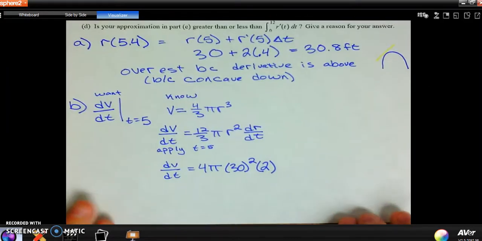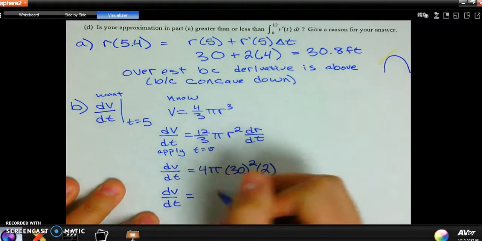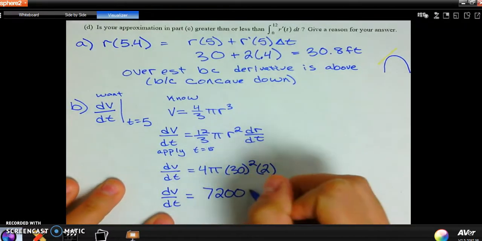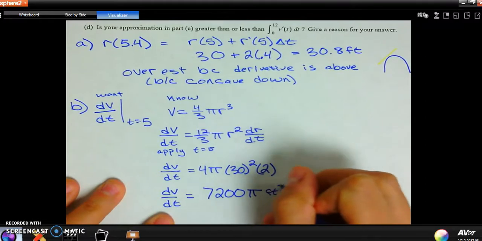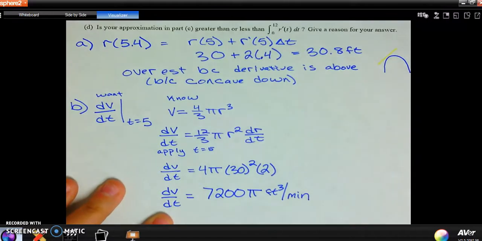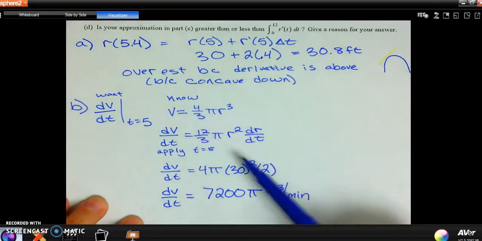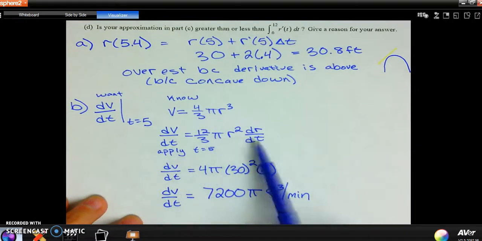And this was a calculator question. So then you can put all that in. Be sure that you include your units to get credit here. So I got 7,200 pi, and that's going to be in feet cubed per minute, right? Okay, and that was worth 3 points. So I'd imagine that sometimes you get a point for just writing those things down, figuring out what you want, and then you probably get a point for an expression, and then a point for the answer.